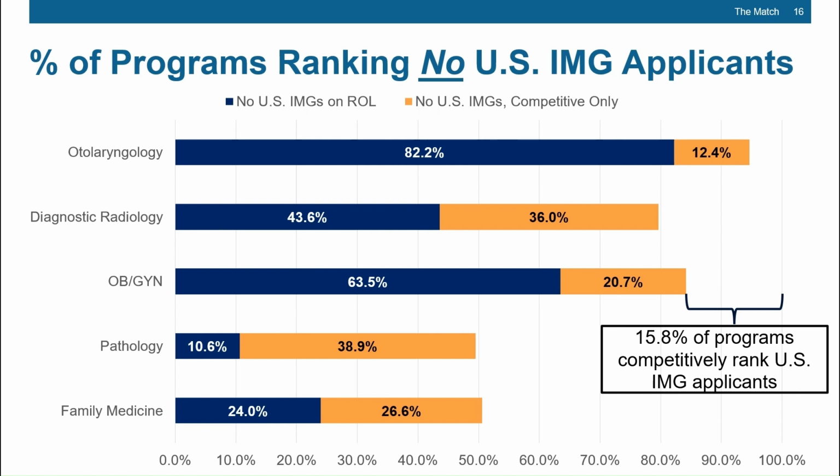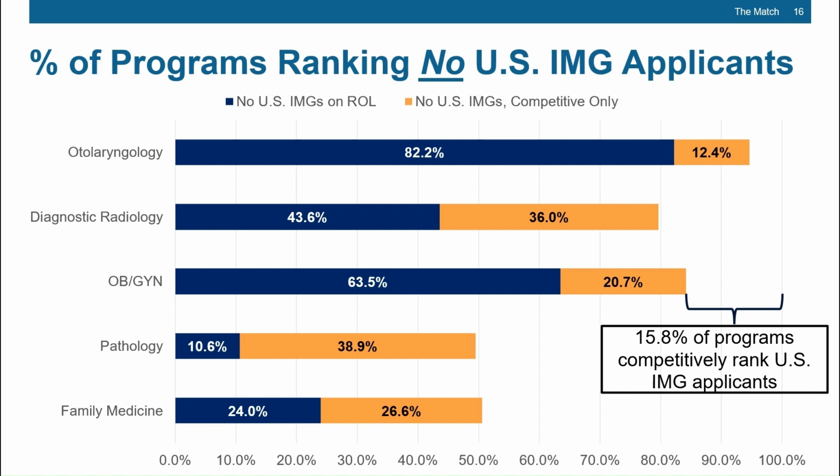Here we see the percent of programs ranking no US IMGs competitively. Taking OBGYN as an example, 63.5% of OBGYN programs do not rank US IMGs at all, competitively or non-competitively, and 20.7% do not rank them competitively, but do rank them non-competitively. This leads to a total of 84.2% of programs in OBGYN not ranking US IMGs competitively. This also means that 15.8% of OBGYN programs do rank US IMGs competitively.